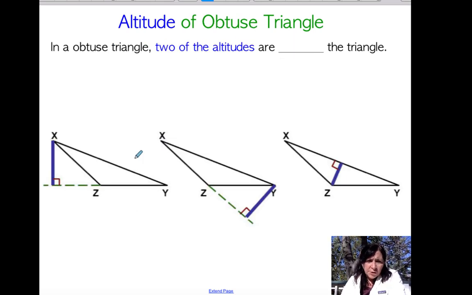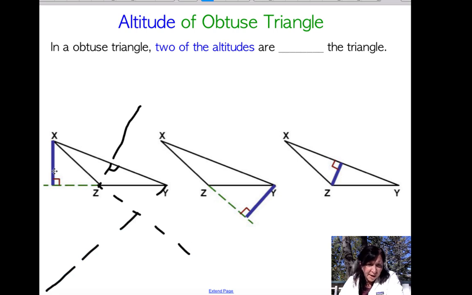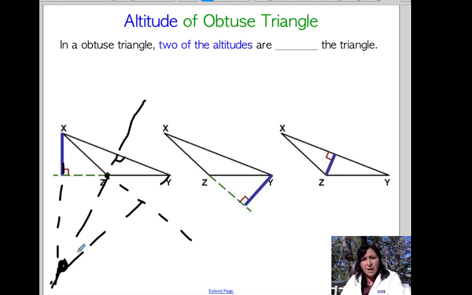In an obtuse triangle, 2 of the altitudes are outside of the triangle. See, there's this one right here, that's inside. We extended this. We just talked about this. See, extend that down, extend that down, extend that down. There, right there, is my orthocenter.